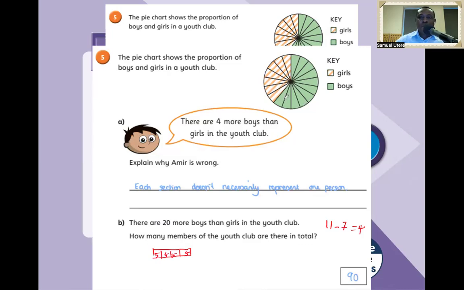Now, if each of those parts is 5, it means that in total, the number of parts you have are 1, 2, 3, 4, 5, 6, 7, 8, 9, 10, 11, 12, 13, 14, 15, 16, 17, 18. So you do 18 times 5. There are going to be 18 parts together. So 18 times 5 will be 90. And that's how we know the total number of members in the youth club.